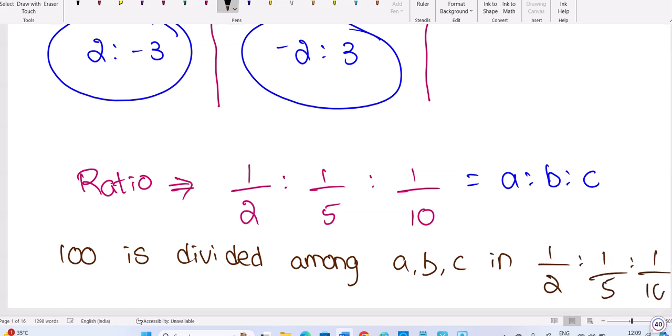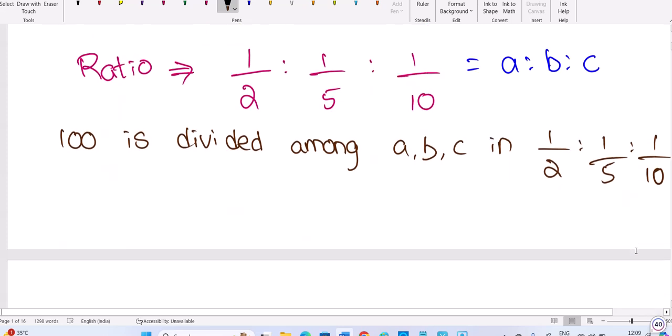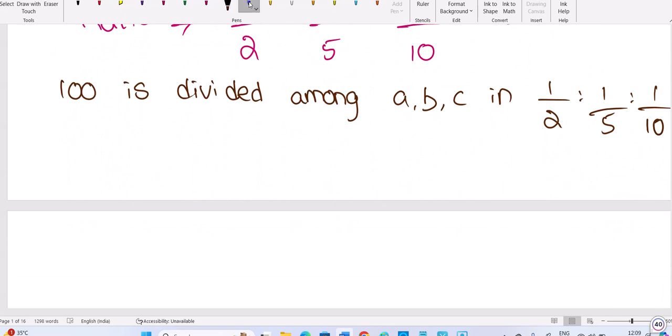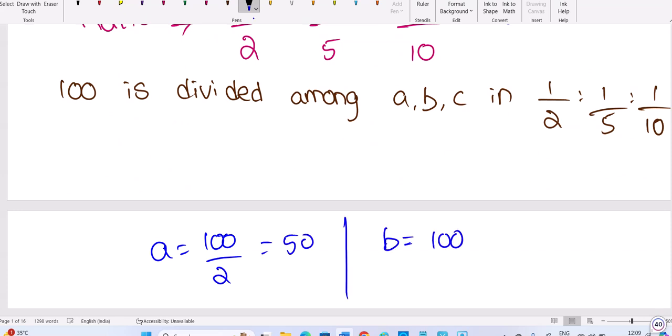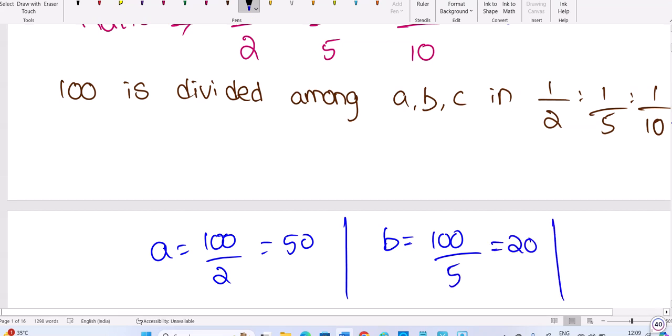They may ask you, what is C's amount? 100 rupees is divided among those three people, right? How much will C get? How much will B get? How much will A get? That is the question. Now many people make a mistake when the ratio is 1 by 2, 1 by 5, 1 by 10. People do it like this, sir: A's amount is 100 by 2, which is 50. B's amount is, this is actually a wrong procedure, but some people make this mistake, 100 by 5, which is 20, and here 100 by 10, which is 10.